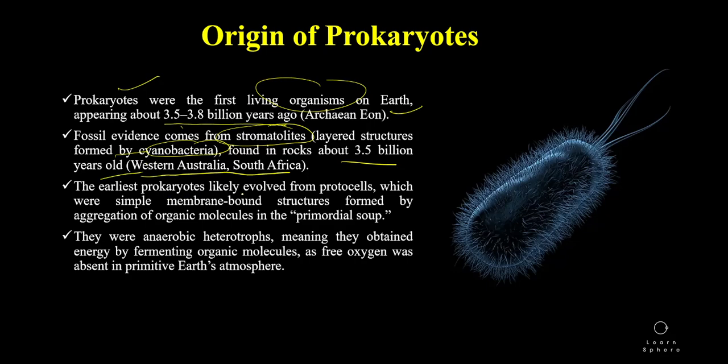The earliest prokaryotes evolved from protocells, which were simply membrane-bound structures formed by aggregation of organic molecules in the primordial soup. They were anaerobic heterotrophs, meaning they obtained energy by fermenting organic molecules, as free oxygen was absent in the primitive atmosphere.